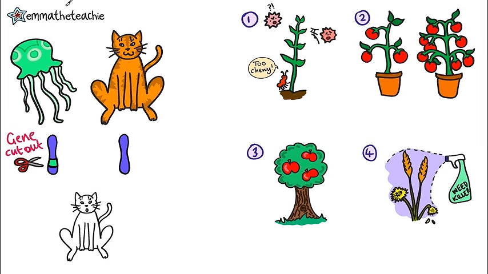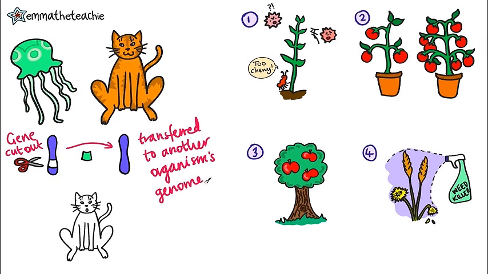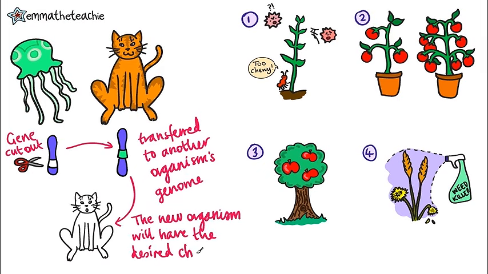In this process, genes from the chromosomes of one organism are cut out. For example, the glow-in-the-dark gene. These are then transferred to another organism's genome, like a cat genome. This can then be used to make a new organism that will have the desired characteristic, in this case, a glow-in-the-dark kitten. Genetic engineering is more commonly done in plants.